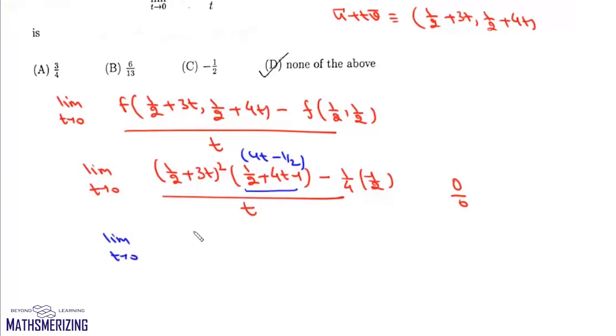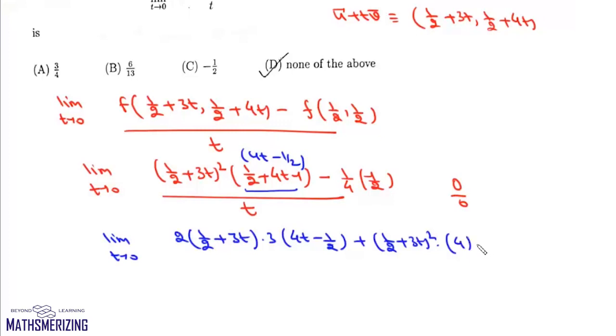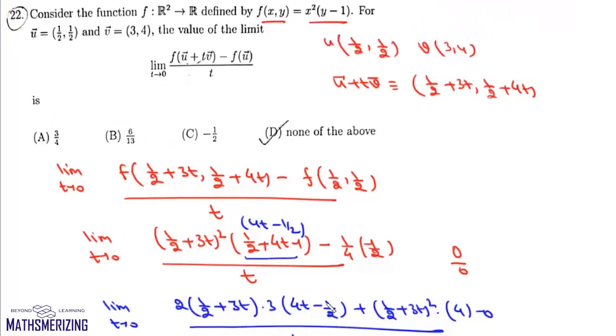We can write this as the limit as t tends to 0 of 2 into 1 by 2 plus 3t into 3, and then 4t minus half, and then plus 1 by 2 plus 3t square into 4, minus 0, upon 1. Now if we put t as 0, we'll get this as minus 3 by 2 and then plus 1, which is minus 1 by 2. So the answer to this limit will be minus 1 by 2, and that's your option C.